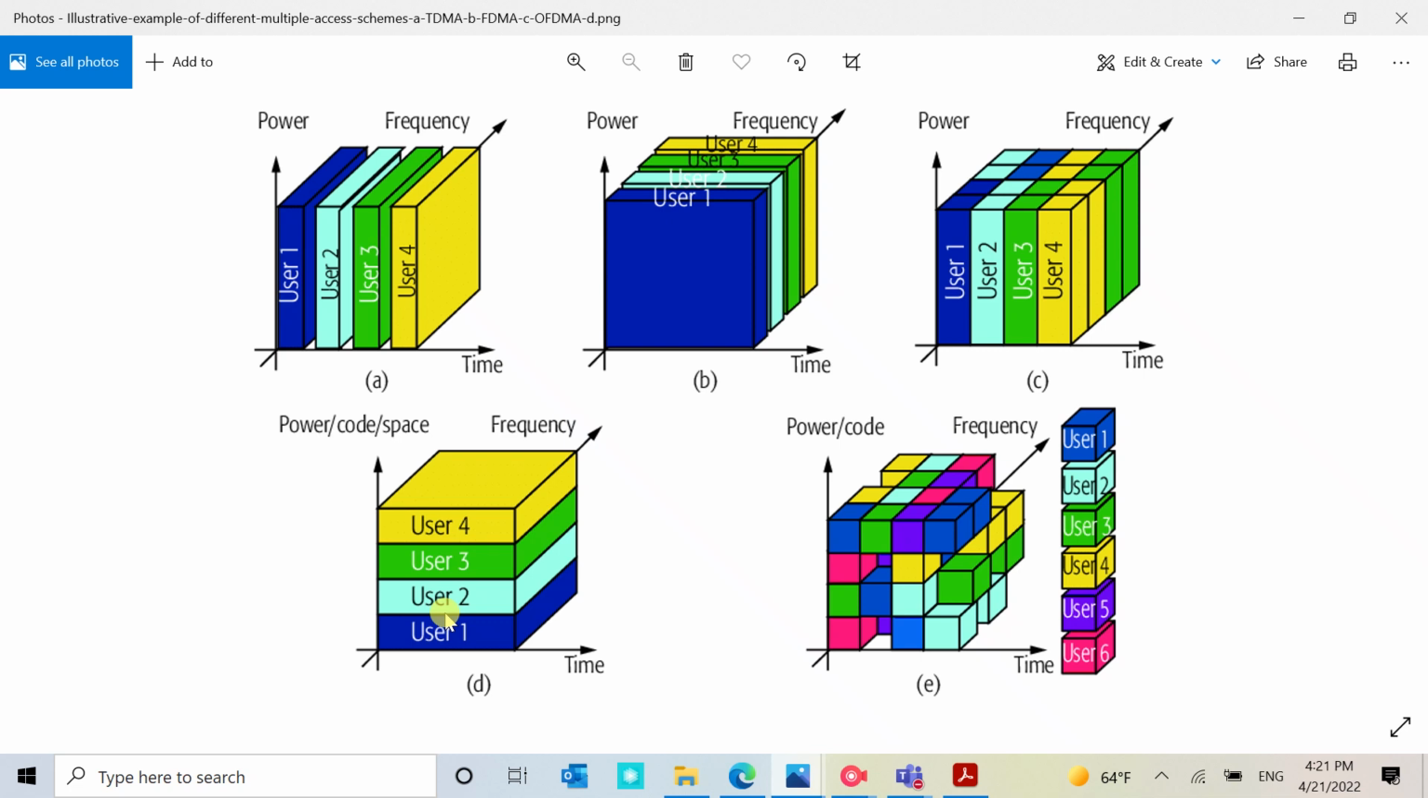What's the key advantage here? The key advantage here is you serve more users than the available resources you have. You have a certain number of slots in time, a certain number of frequencies, but if more users want to access your network than the available resources you have, what would you do? You will not be able to serve them if you stick with TDM or FDM or CDM. To solve this problem and to serve them, the only way for you is to multiplex them in the power domain.